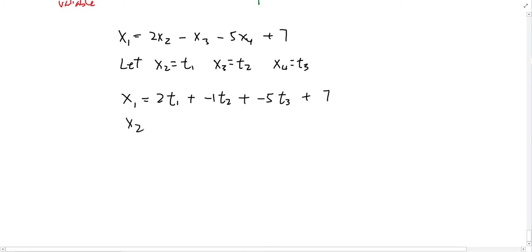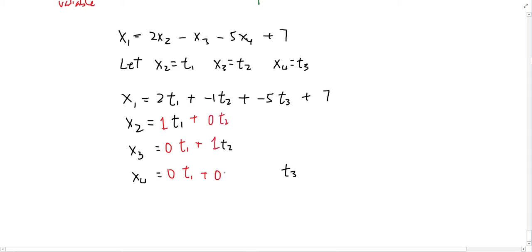What is x2? x2 is t1. x3 is t2. x4 is t3. Now I'm going to fill in all the missing stuff. There's a 1 in front. There's 0. This is 0. Plus 0 t2, 1 t2, 0 t2. Plus 0 t3, 0 t3, 1 t3. Plus 0, plus 0, plus 0. Now I fill in all the missing information.